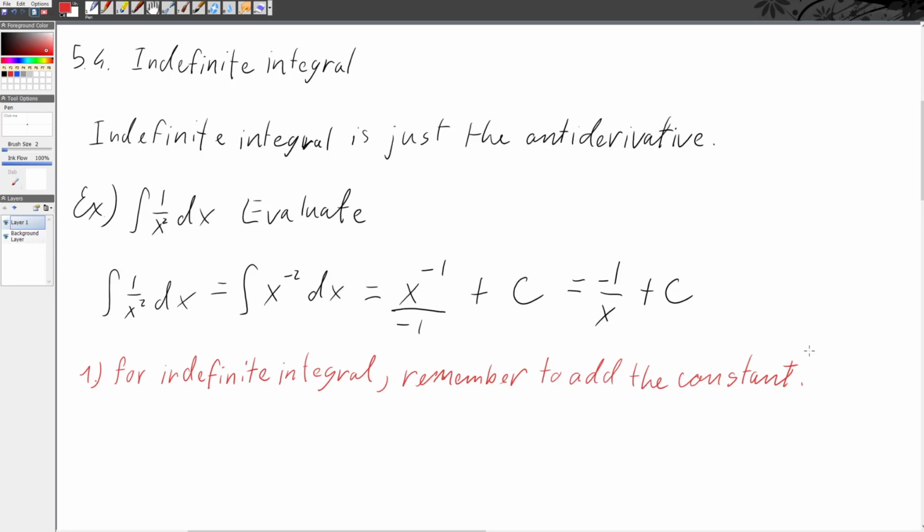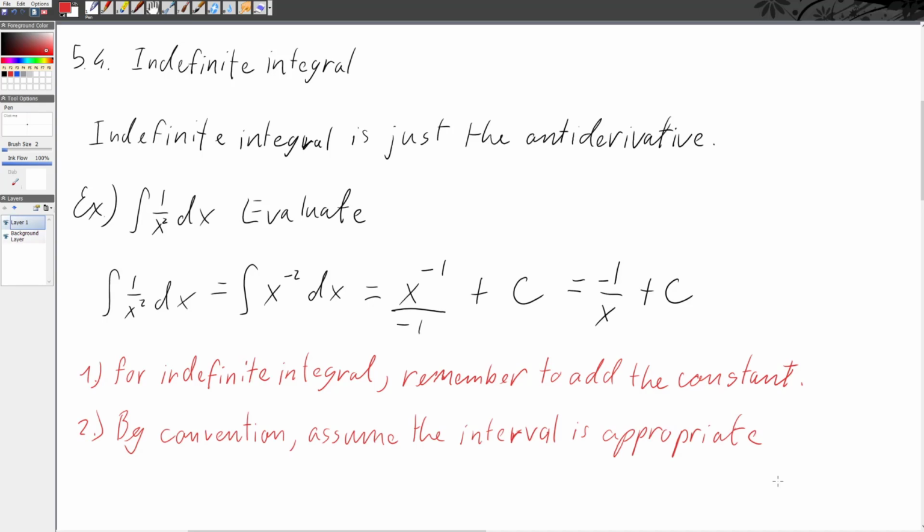Second, remember that these integrals are going to be evaluated on some interval. What I mean is that by convention, we really assume that the interval is going to work. For example, in this problem, we cannot evaluate this function on any interval that includes 0, because 0 is going to make the function undefined. It's going to make the function discontinuous.